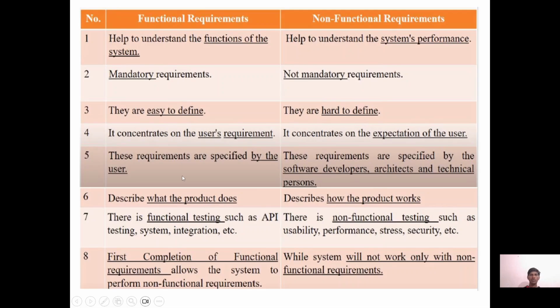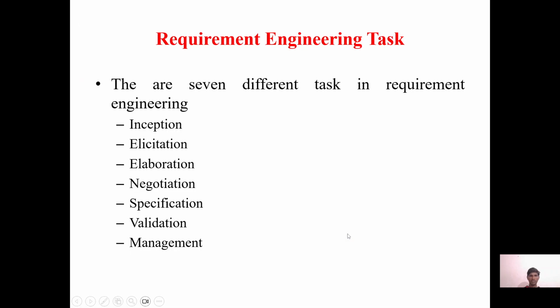So this is all about the difference between the functional and non-functional requirements. The functional requirements are mandatory requirements, whereas non-functional may not be required. It is non-mandatory. It helps to understand the functionality of the system, while non-functional helps to understand the system performance. Functional is easy to define and non-functional is hard to define. Likewise, this is the comparison between the functional and non-functional requirements.